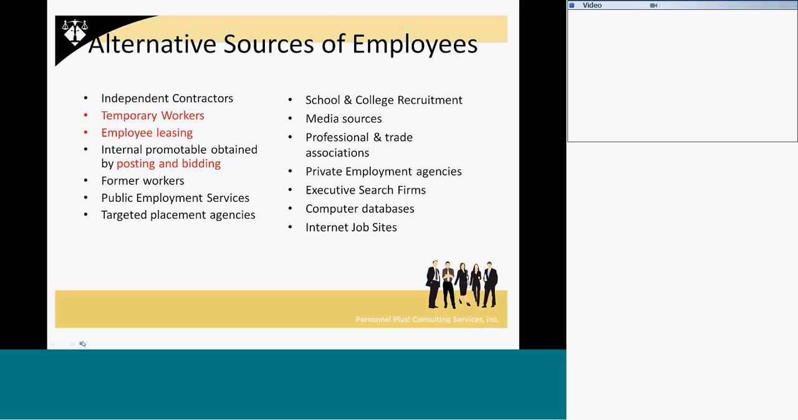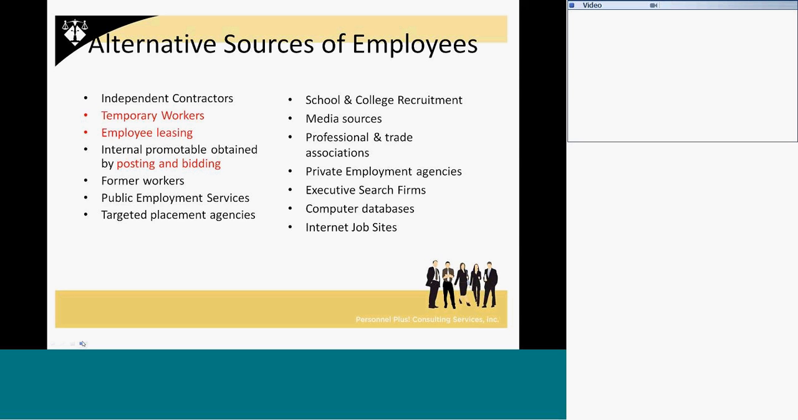So, for example, we've recruited for experienced purchasing agents, and we went to the Association of Purchasing Agents because we already had people that had the qualifications we were looking for and asked them to disseminate it to their membership. Private employment agencies would be situations like Jim and me asking them to help you find somebody. Executive search firms is very similar.